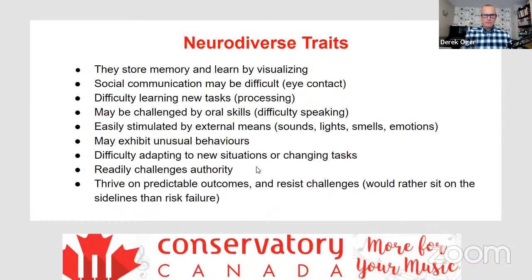So neurodiverse traits, they store memory, these kids generally, and I should say adults as well. They store memory and learn by visualizing. They're taking things in through their eyes for sure, but there's what I've often heard referred to as a movie screen going on in the brain, where they picture and visualize what's happening in the world around them, something they want to learn. And over time, they add to that picture, and if we give them enough time, they get a crystallized vision of exactly how something works. But it's because they're visualizing in their brain.